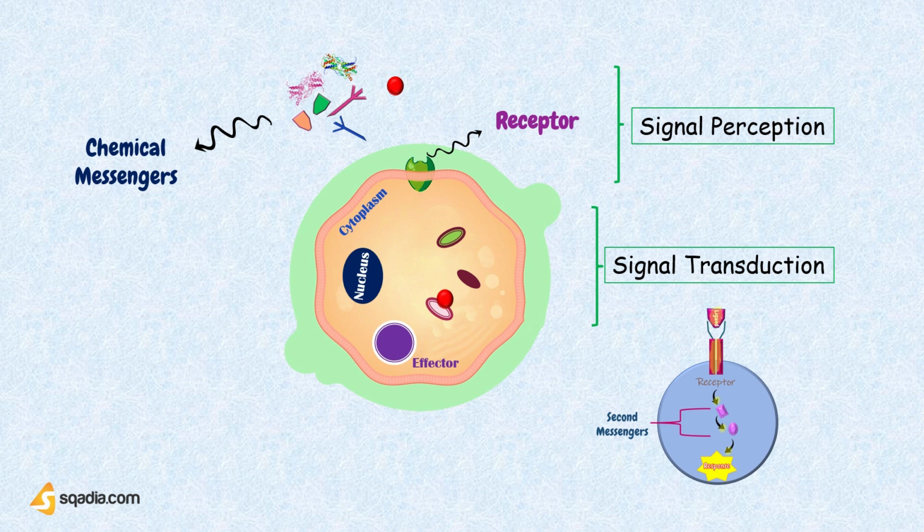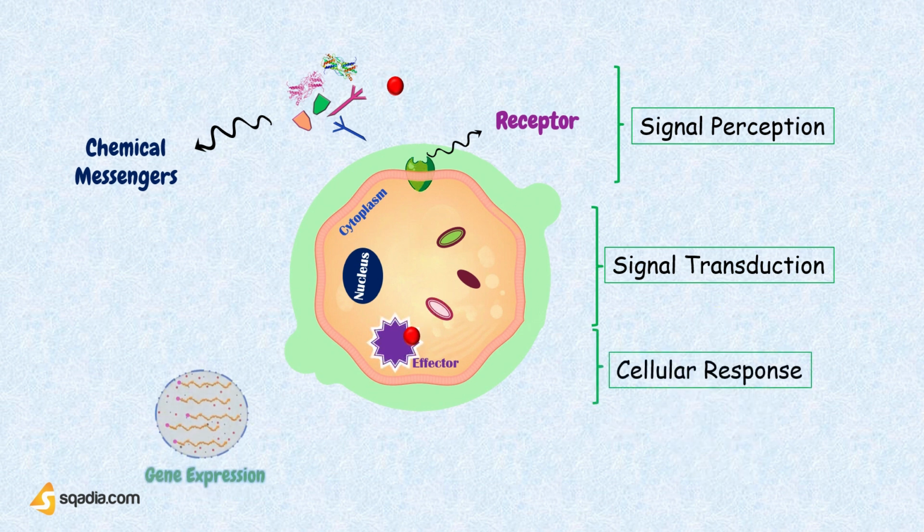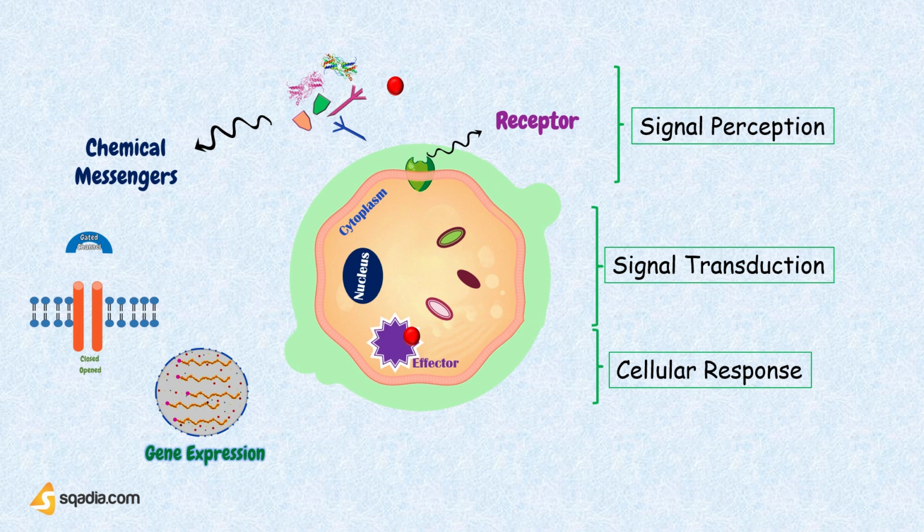The final protein that was activated in the previous stage triggers a specific cellular response. Regulation of gene expression, opening or closing an ion channel in the plasma membrane, and promoting a change in cell metabolism are some of the common outcomes of cell signaling.